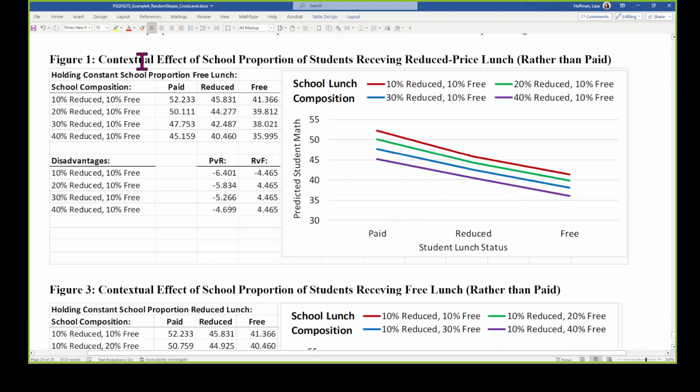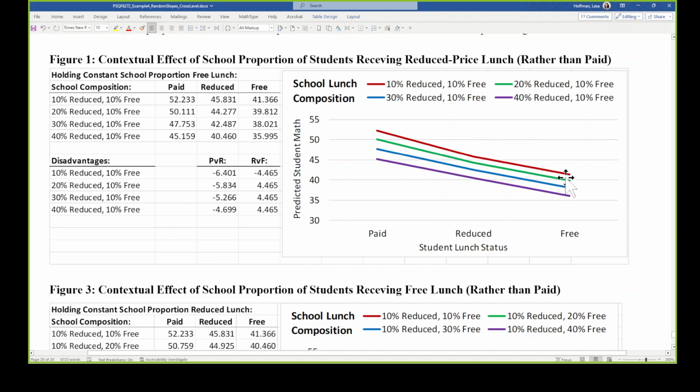The first one is illustrating the contextual effect of students receiving reduced price lunch rather than paid. So all of these are holding constant the proportion of students who get free lunch. So 10% free for all of these lines, okay? On the x-axis are the kinds of kids that I have. Paid, reduced, or free. The lines are going down, that's your within school disadvantage. So they break in the middle because the first part of it is covered by the first dummy code, and after this breakpoint is the second dummy code.